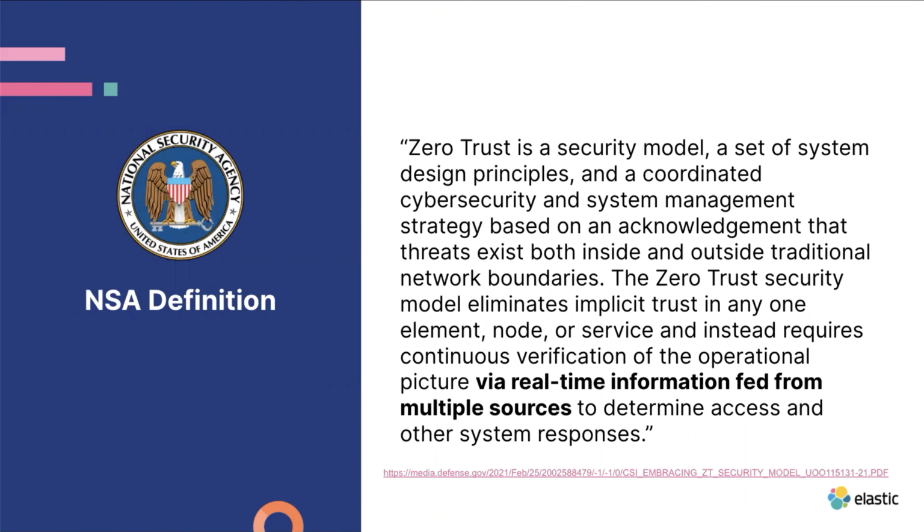If we look at it from the guys who really know, the National Security Agency, their definition has a little bit more meat on the bones. Theirs is that the security model is a set of system design principles, so a little bit higher level, in a coordinated cybersecurity and system management strategy. It's more around framework, on the acknowledgement that threats exist both inside and outside of your traditional network, so those boundaries no longer exist. They say their zero trust model eliminates the implicit trust you get from being on a specific network or a specific element or service. And they go even further and say that it instead requires continuous verification of the operational picture via real-time information fed from multiple services.